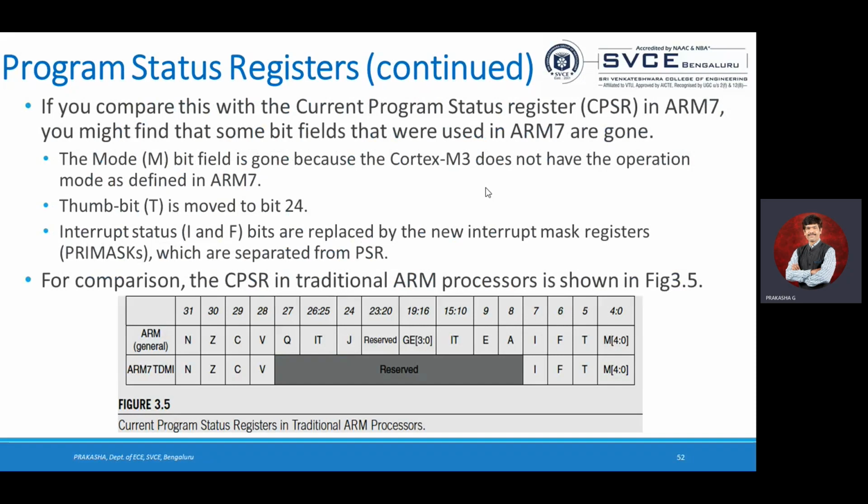Interrupt status I and F: I means interrupt, F means fast interrupt. Both are interrupts only. A fast interrupt is handled faster compared to the normal interrupt. Some of the interrupts are slow, some of the interrupts are fast. How can we differentiate them? If the interrupt is coming from outside, an external interrupt, that is slow. If the interrupts are internal, inside the processor, inside your Cortex-M3, then it is a fast interrupt.